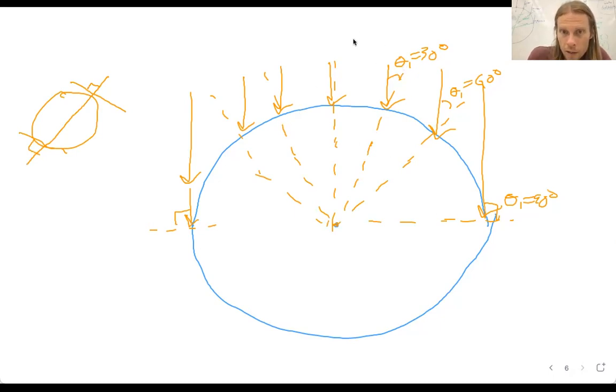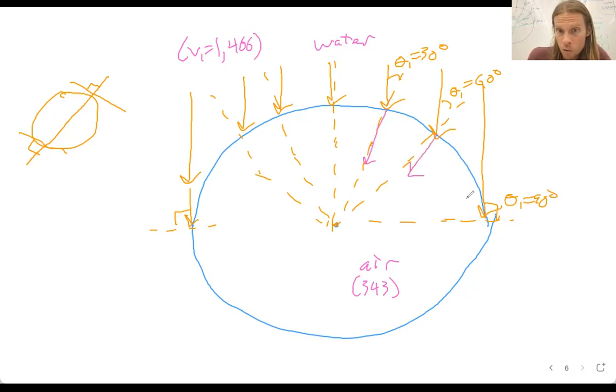What do the refracted rays look like? I'll draw them in pink. Well, if this is air and this is water, this is like an air bubble. Air is 343. That's our V2. Water, V1, is 1466, right? Meters per second. Slower means smaller angle, which means it goes closer to the normal. Even this one, if it got through, goes closer to the normal.